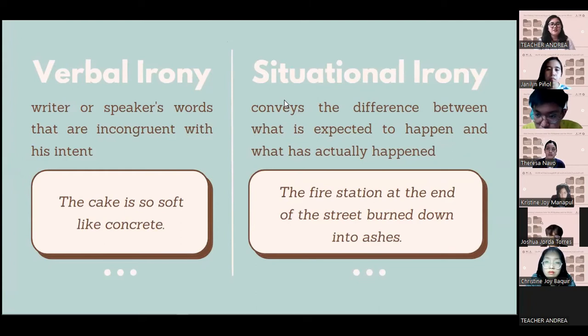And for situational irony, the fire station at the end of the street burned down into ashes. It is very ironic to hear that a fire station is burning down into ashes, while a fire station should be the one to help the fire to stop, right? So these are the examples of verbal irony and situational irony. Did you get it?